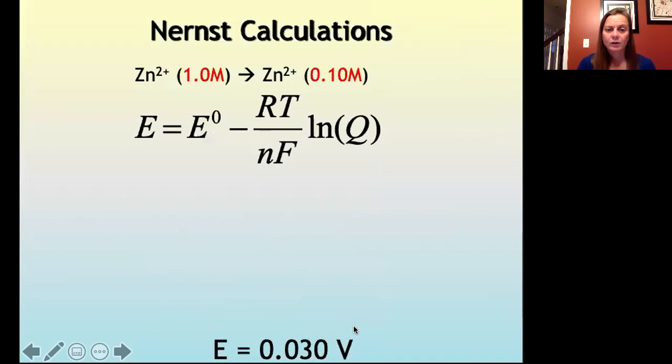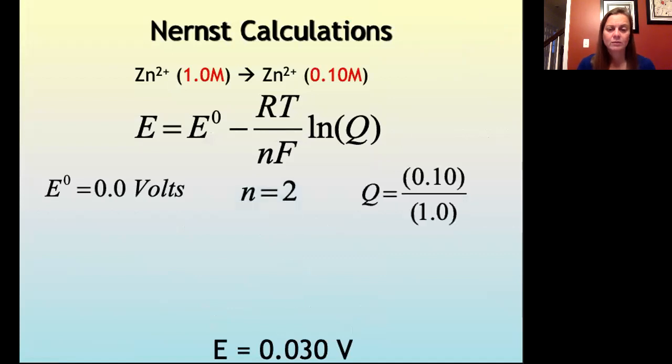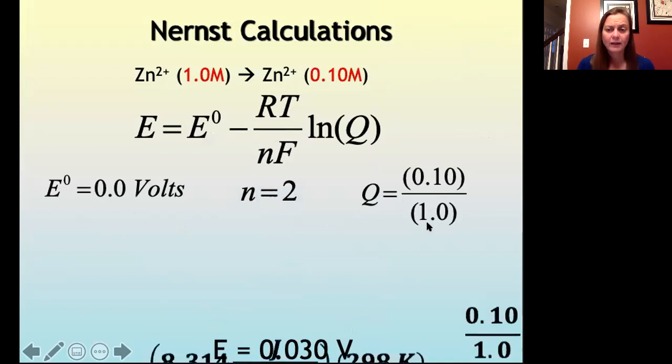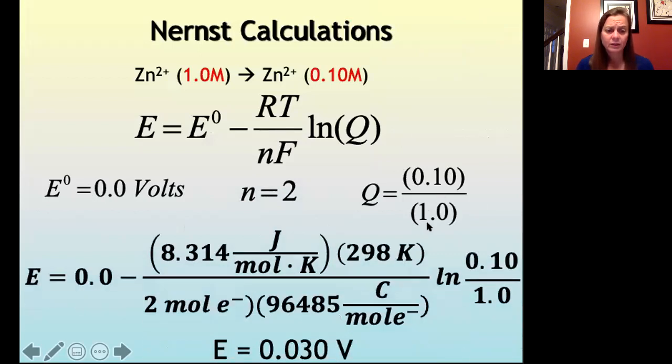Now remember, Q is the reaction quotient. So our Q is going to be the product side concentration over the reactant side concentration. So we're going to have 0.1 over 1. And so we can plug all of this into our Nernst equation, and we get that our cell potential is 0.030 volts. Now that's a pretty low voltage, but it is a voltage. And so we can actually use a concentration cell to cause a current flow.